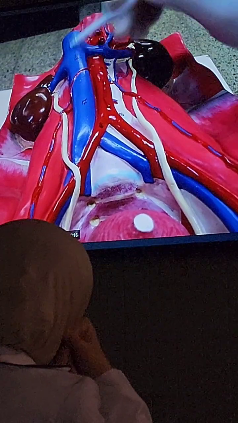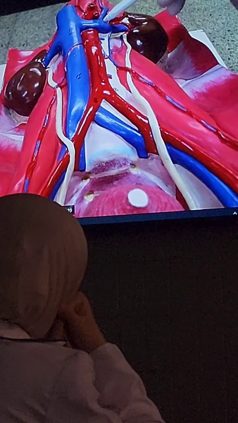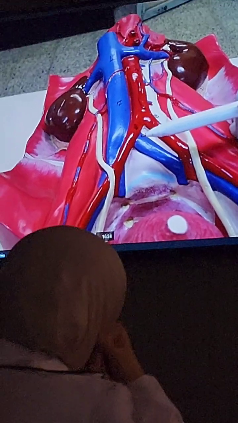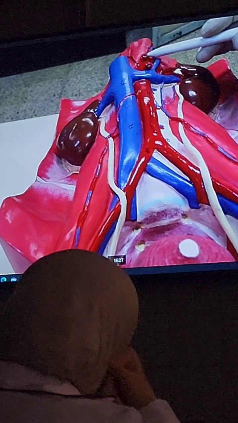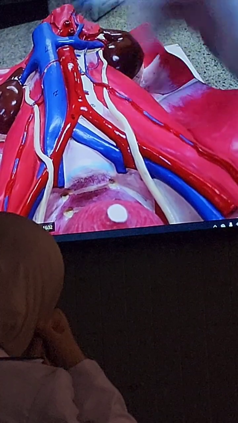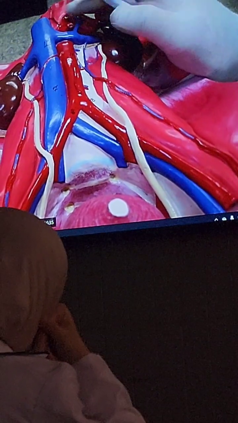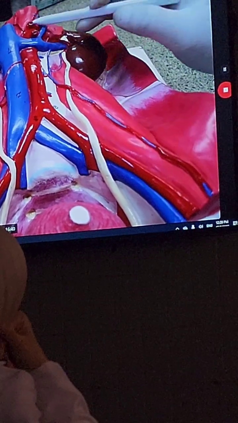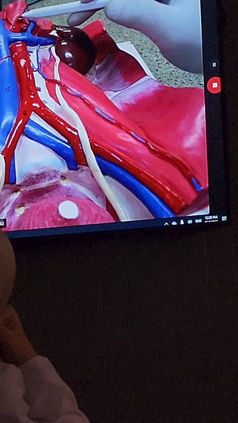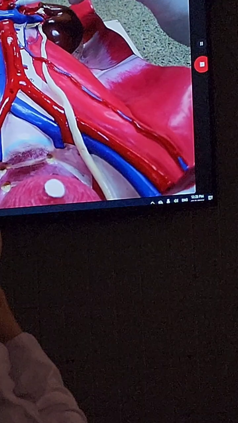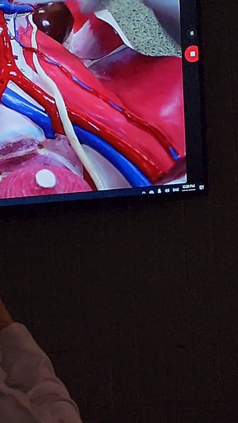This is the inferior vena cava. This is the left renal vein. You are seeing now the anterior aspect of the aorta, where you see the visceral branches, which are the celiac trunk, this one, at the level of T12. This is the superior mesenteric trunk, and here the inferior mesenteric trunk at the level of L3.